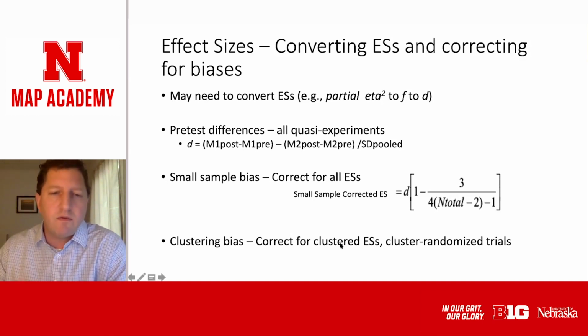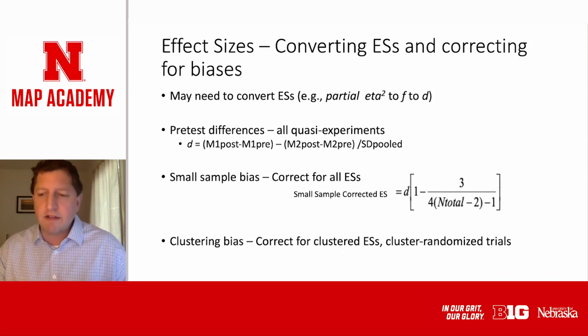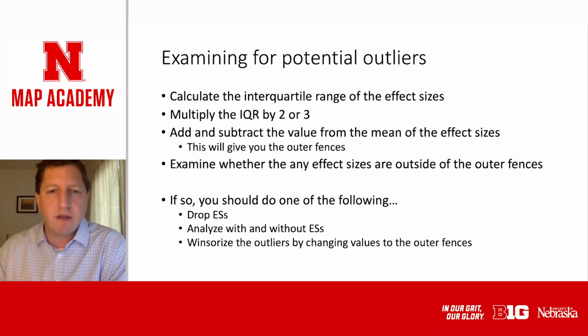Also, you want to think about clustering. If you've got a cluster randomized trial, then there's variance associated with the classroom, and if they analyze at the student level, then we really have to control for that. And so we can adjust the effect size. I don't have the formula, it looks like I forgot to put the formula in here, but if you want to email me, I can talk with you about that.